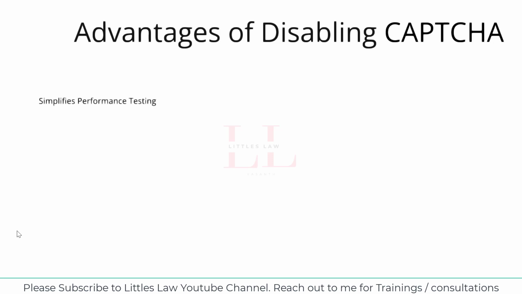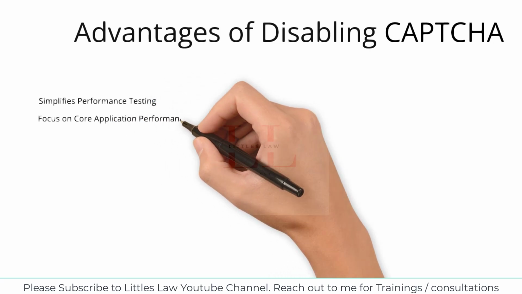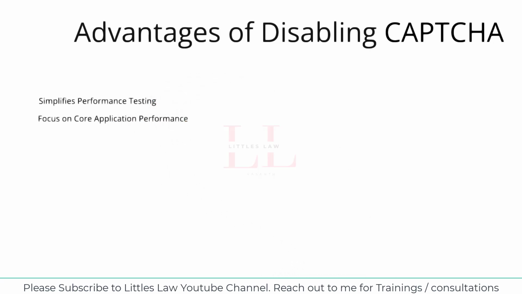So there is no blockage, or no point where you are supposed to enter the CAPTCHA before you can proceed further. All we are doing is removing the CAPTCHA and making sure that the virtual users in our performance test can complete the transaction smoothly. And the second part is focusing on the core application performance. By disabling the CAPTCHA, we are eliminating the unnecessary barriers, and we are measuring only the real response times rather than worrying about the CAPTCHA part.